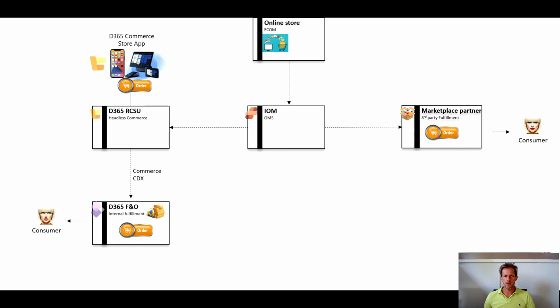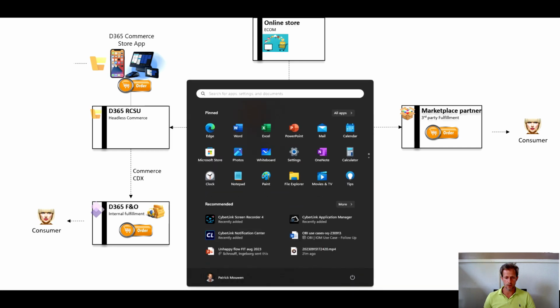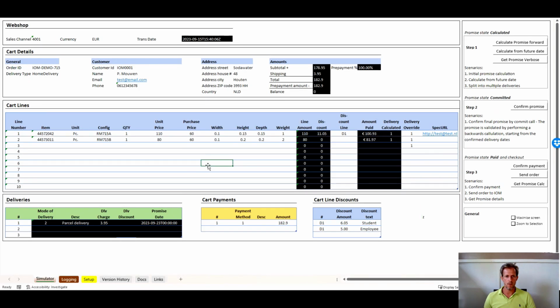So we'll now demo this scenario. We will simulate online store operation by an Excel app. Then we will see the order landing into IOM and being processed into finance operations. So let's first flip to Excel. This is our web emulator, as we call it.